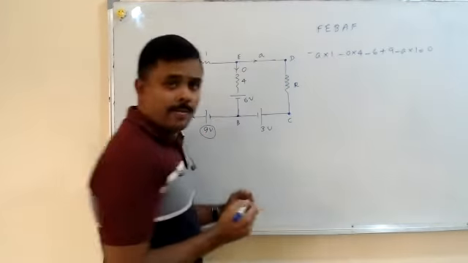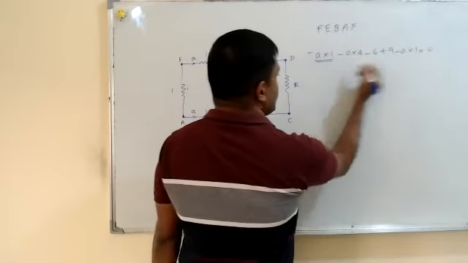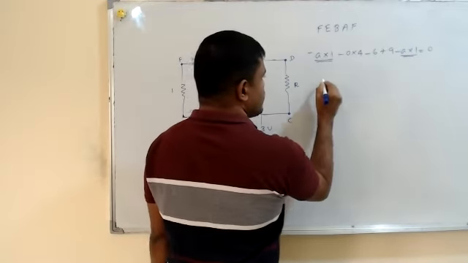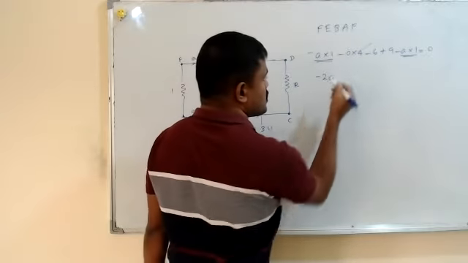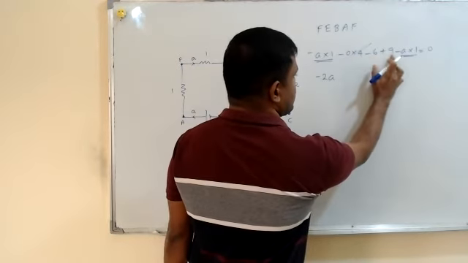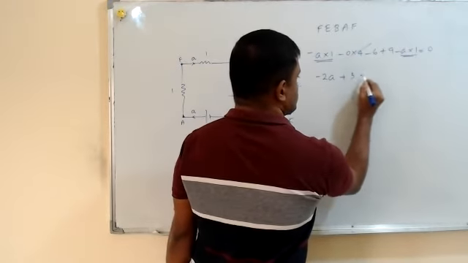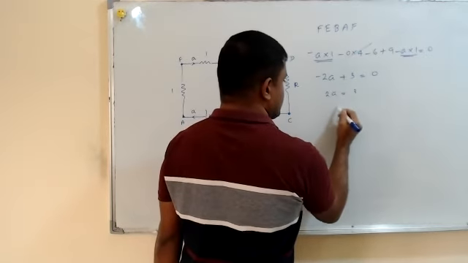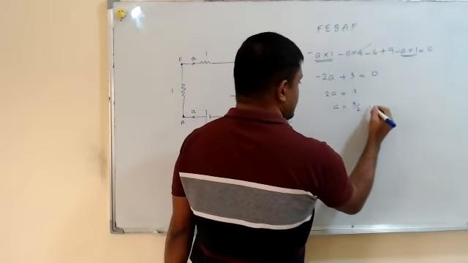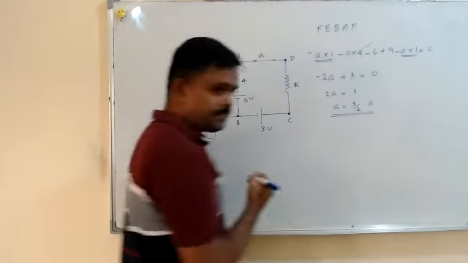Tell me what you got now. This is minus A minus A. Together it is minus 2A. Then 0 into 4 is 0. Then this is minus 6 plus 9 plus 3 is equal to 0. I can take this 2A to the right hand side. 2A is equal to 3. That will leave me with A is equal to 3 by 2 amps.